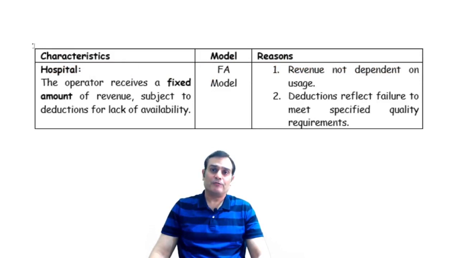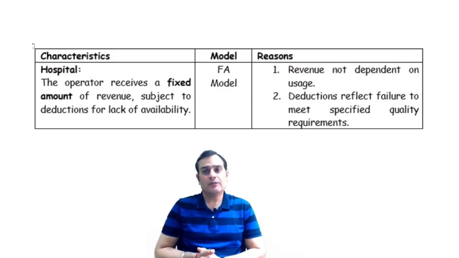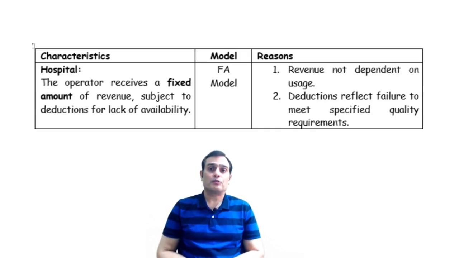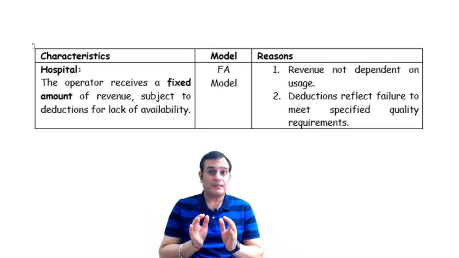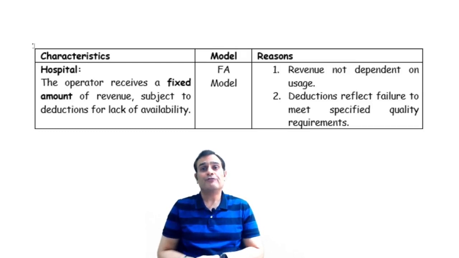Well, let's have a look at the first example which is given in front of you regarding a hospital. Now imagine the grantor gives the operator the job of construction of a hospital. Now let's look at the terms. In terms of the arrangement, the operator receives a fixed amount of revenue. Focus on the words fixed amount of revenue, subject to deductions for lack of availability.